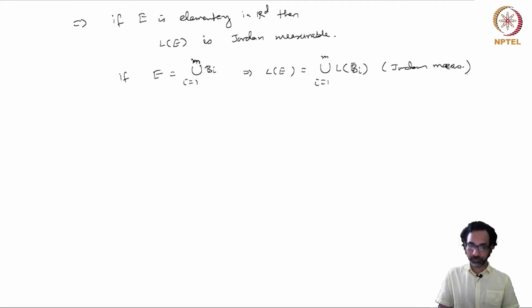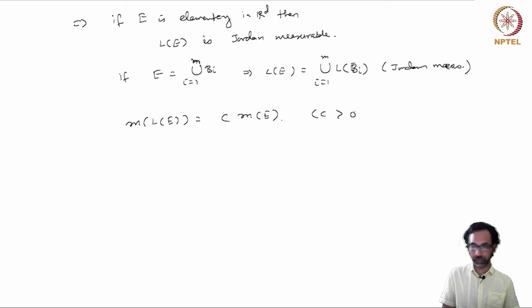So in this way we have proved that if E is an elementary set, then LE is Jordan measurable, and m of LE is C times m of E for some constant C greater than 0. Well, for the moment it's greater than or equal to 0, because we don't know whether C is 0 or not, but we will find out that if L is invertible, then the determinant of L is not 0, and C should be the modulus of the determinant. So we will prove that later. So this proves the first part of the theorem.